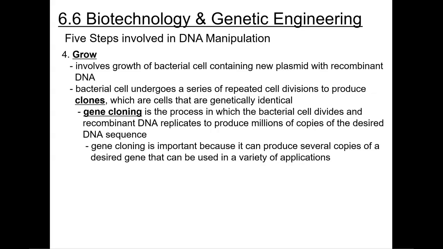So that leads us to step 4, the growth phase. That involves the growth of the bacterial cell that contains a new plasmid with that recombinant DNA. So your bacterial cell is going to undergo a series of repeated cell divisions to produce clones of itself, which are cells that are genetically identical. Gene cloning is going to be the process in which the bacterial cell divides and recombinant DNA replicates to produce millions of copies of that desired DNA sequence.